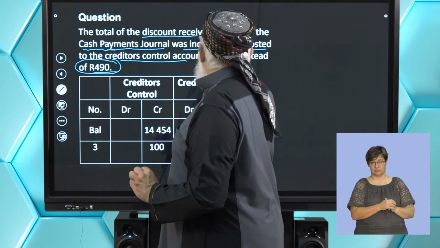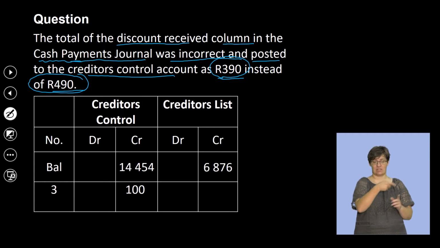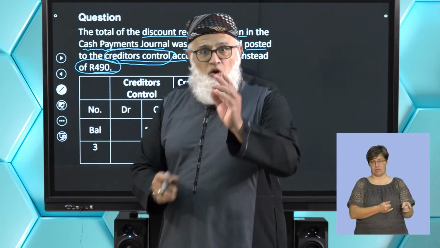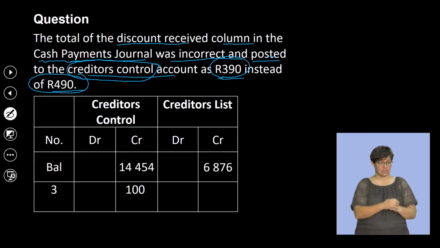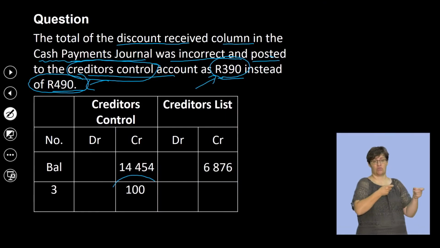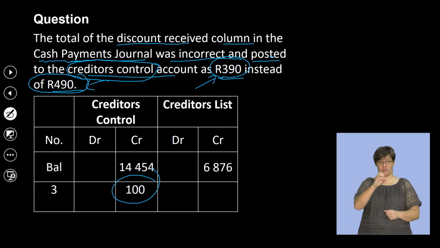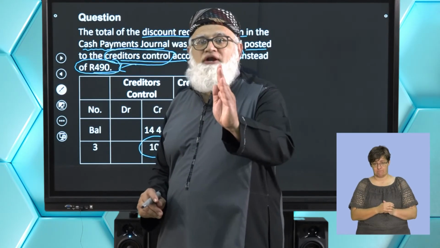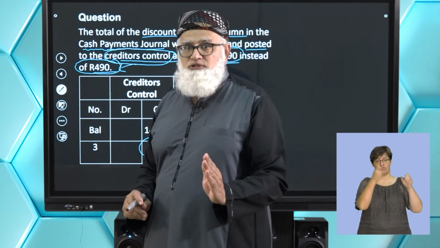The total of the discount received column in the cash payments journal was incorrectly posted to the creditors control. So there you can see the control account was incorrect. What was the difference? It was posted as 390 instead of 490. Clearly you can see there's 100 Rand different. What happens to that amount? It must go into my creditors control account on the credit side, 100 Rand. Clearly it was posted as 390 instead of the 490. This means therefore that you are now correcting your control account.